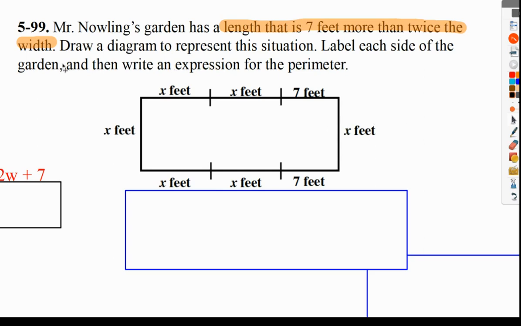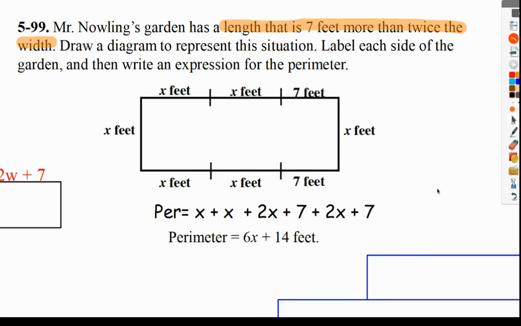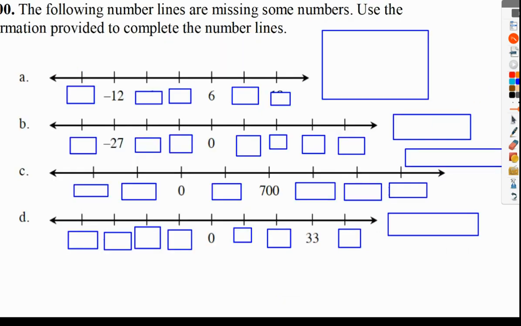But then ultimately, you would have to combine your terms to write an expression for the perimeter. Based on their drawing, we'd have x plus 2x plus 7 plus 2x plus 7, giving us a final perimeter of 6x plus 14. Based on my drawing, you would get the same thing, w plus 2w plus 7 plus 2w plus 7, which would give you 6w plus 14. Don't forget to add the label of feet.